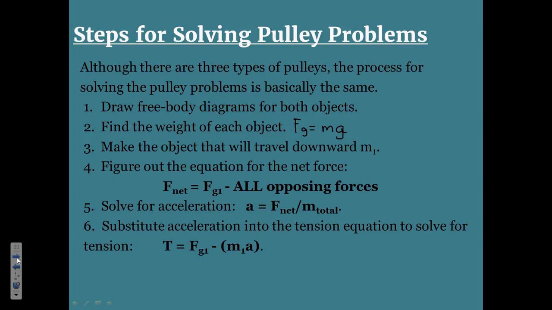Step 6, we need to substitute acceleration into the tension equation to solve for tension. So tension is the Fg1 minus the M1, that's only one of the masses, and it's the heaviest one, times the acceleration, which is what you would have calculated up here.